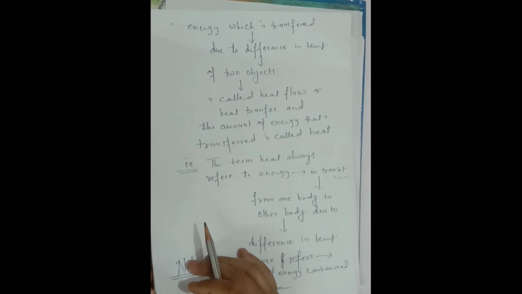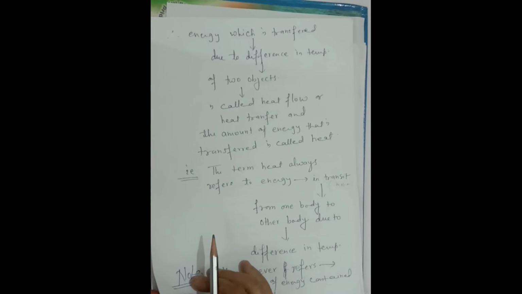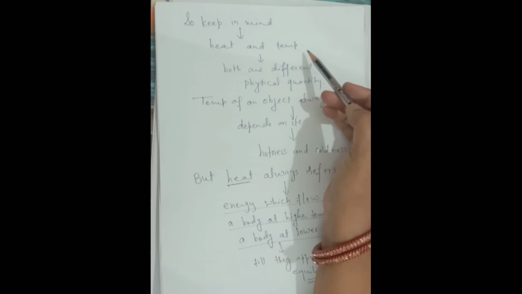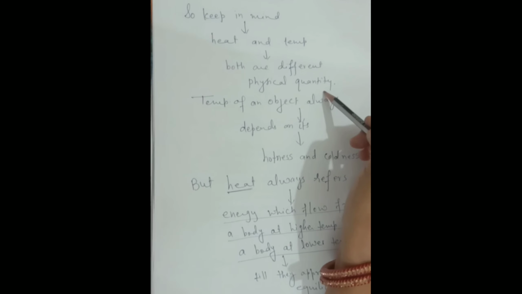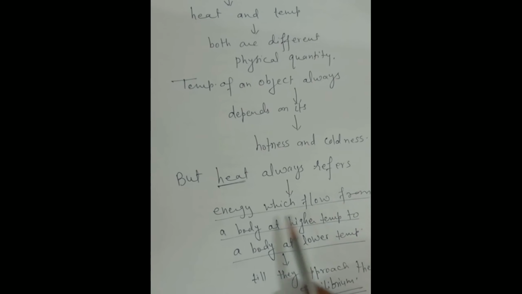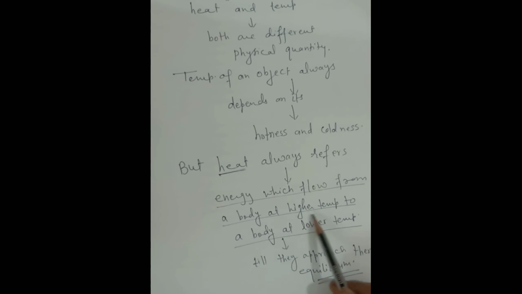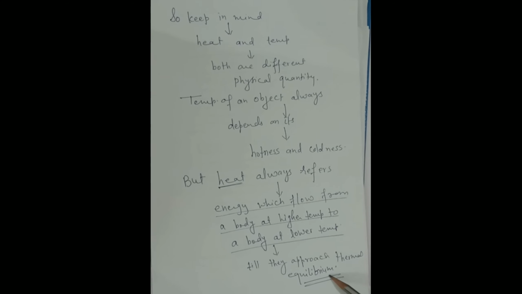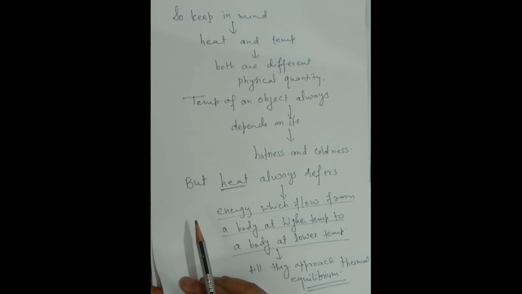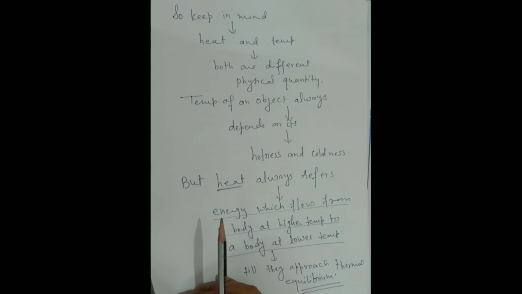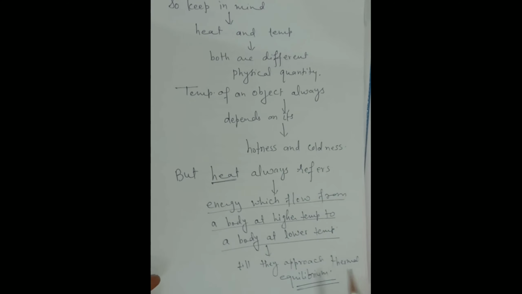So flow of energy or transit of energy is referred to as heat. Keep in mind, heat and temperature are both different physical quantities. Temperature of an object always depends upon its hotness or coldness, but heat always refers to energy which flows from a body at high temperature to a body at low temperature till they approach thermal equilibrium. Thermal equilibrium means when both systems attain the same temperature, then the transfer of energy does not take place, and that state is called thermal equilibrium.